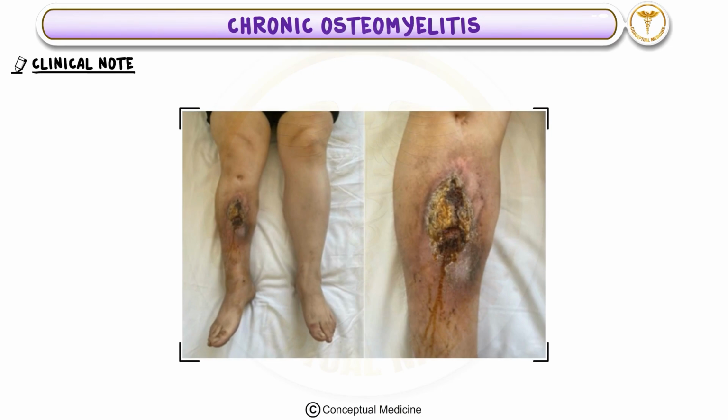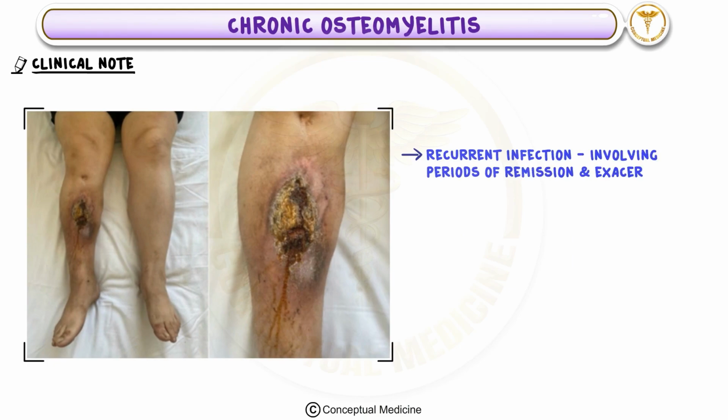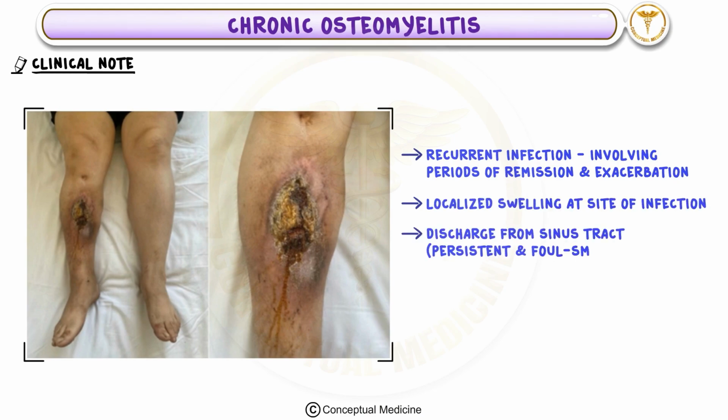Clinical note. Clinically, patients with chronic osteomyelitis present with recurrent infection, often involving periods of remission and exacerbation, localized swelling at the site of infection, and discharge from a sinus tract, which can be persistent and foul-smelling.